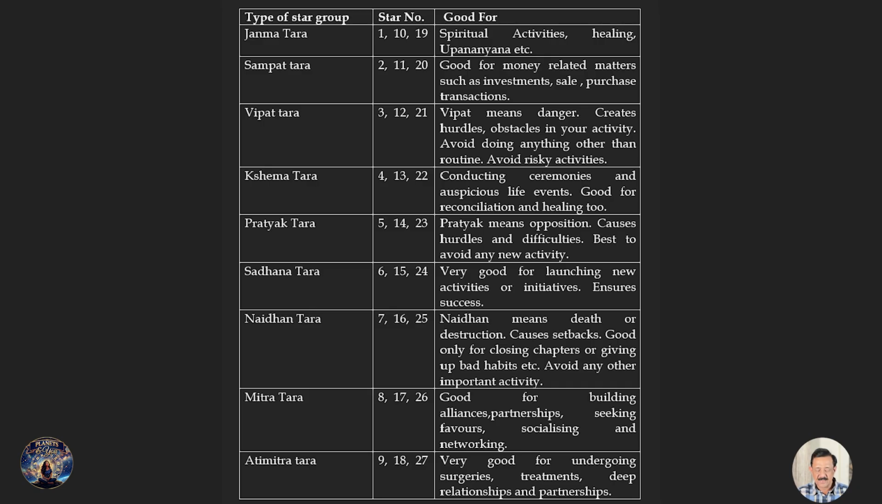These are very good for undergoing surgeries, treatments, deep relationships and partnerships. Here I again repeat that these nakshatras are classified from your birth star. Your birth star number is 1, and 2, 3, 4. They progress in the same logical series of the nakshatras. This completes the Navatara system.